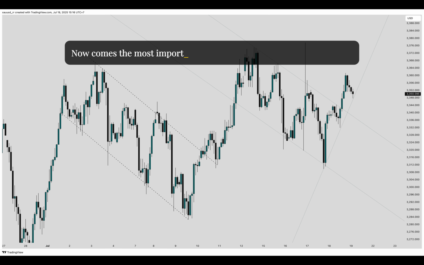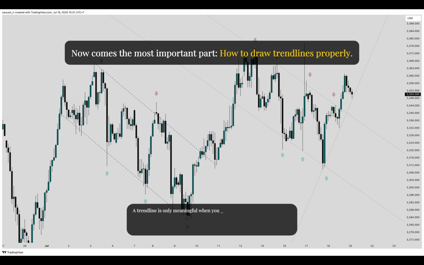Now comes the most important part, how to draw trend lines properly. A trend line is only meaningful when you connect at least two clear peaks or troughs, but a trend line is really strong when it has 3 or more touch points. Many people just connect one peak and one trough and call it a trend line. That is the first mistake that will make you get caught by the market.